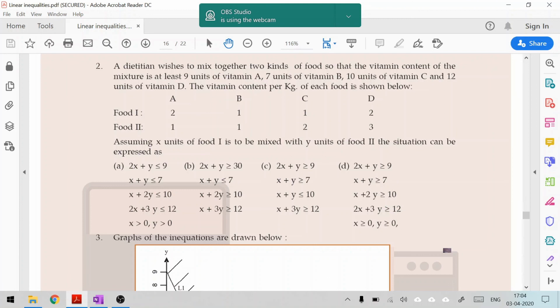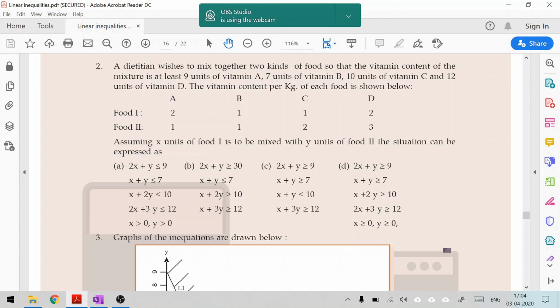Let us read it. A dietitian wishes to mix together two kinds of food so that the vitamin content of the mixture is at least 9 units of vitamin A. This is not given in the table, so I am going to tabulate this information. The vitamin content is 9 units of vitamin A, 7 units of vitamin B, 10 units of vitamin C and 12 units of vitamin D. The vitamin content per kg of each food, food 1 and food 2.